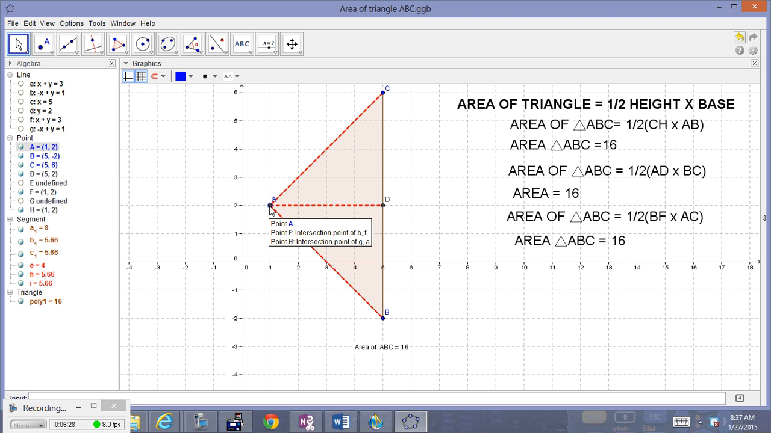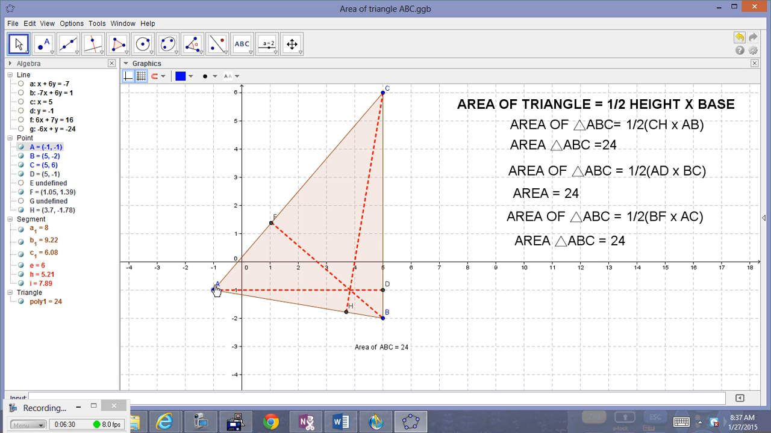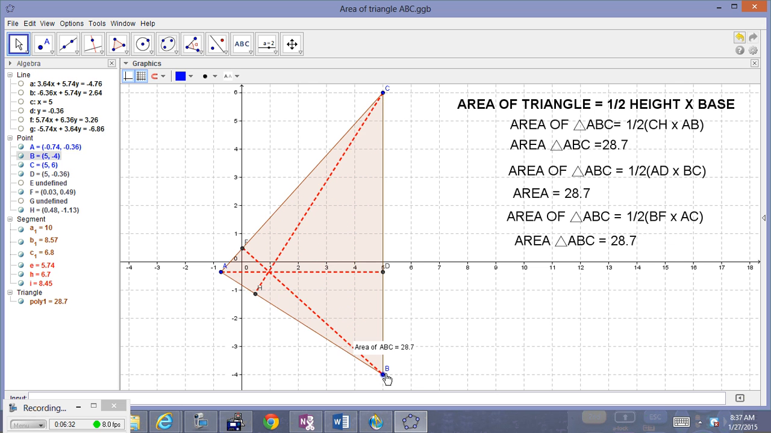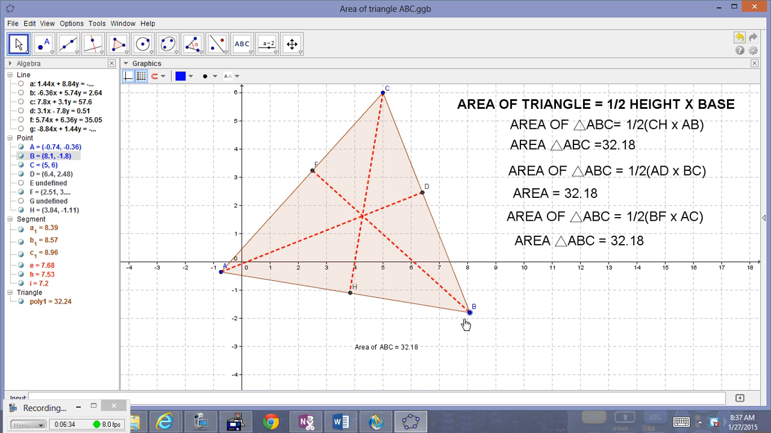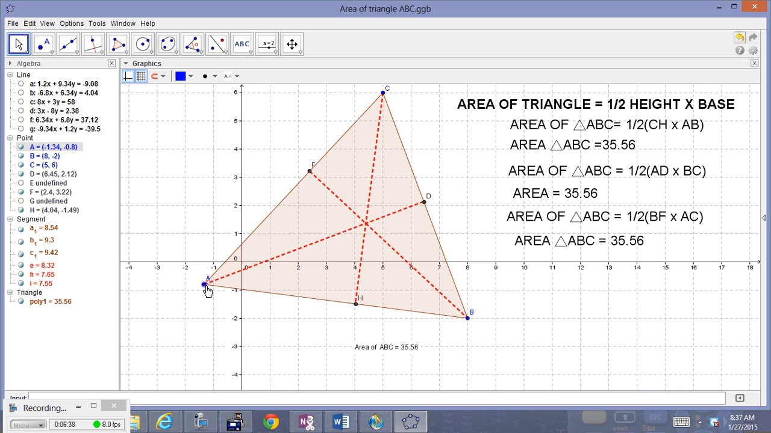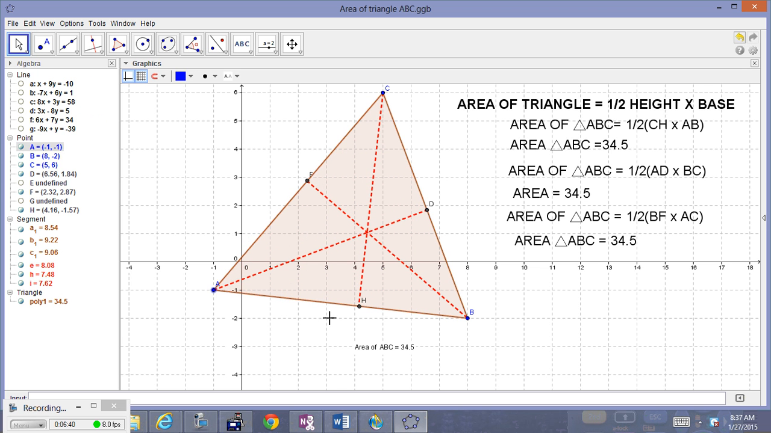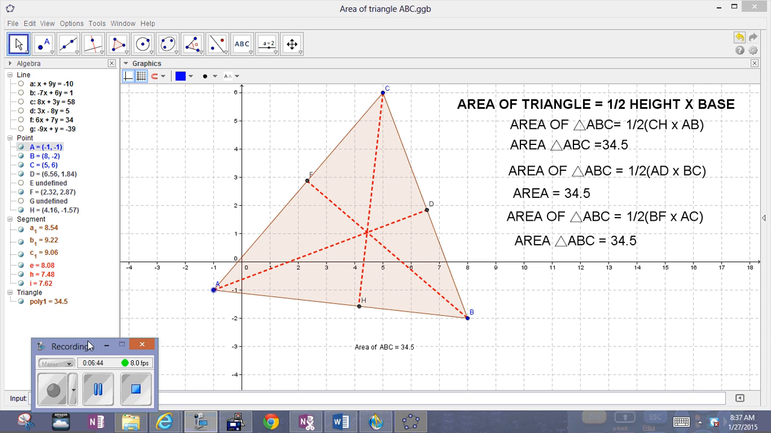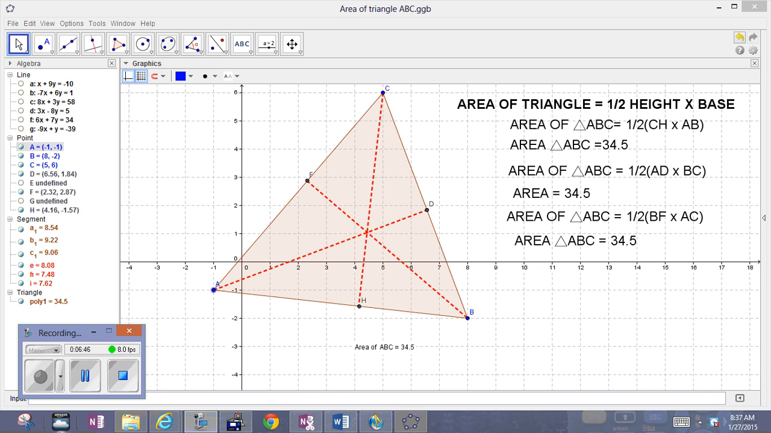Okay, so now that we understand computing the area of a triangle, we will have you construct this figure in GeoGebra and get a better understanding of that for yourself. And we'll do that in the next lesson, in the next video.